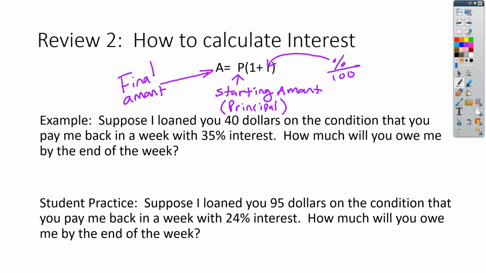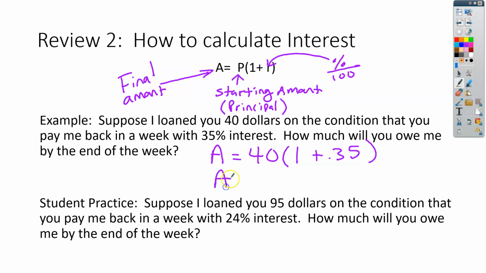Suppose I loaned you $40 on the condition that you pay me back in a week with 35% interest. How much will you owe me by the end of the week? So I don't know my final amount yet, so I'm just going to leave that as A. But I do know my starting amount, which is what? In the story problem here, what is the starting amount? I'm borrowing 40, that's the starting amount that I owe. But it's going to be 1 plus what? Kind of 35, but 0.35, right? If you divide 35 by 100, you get 0.35.